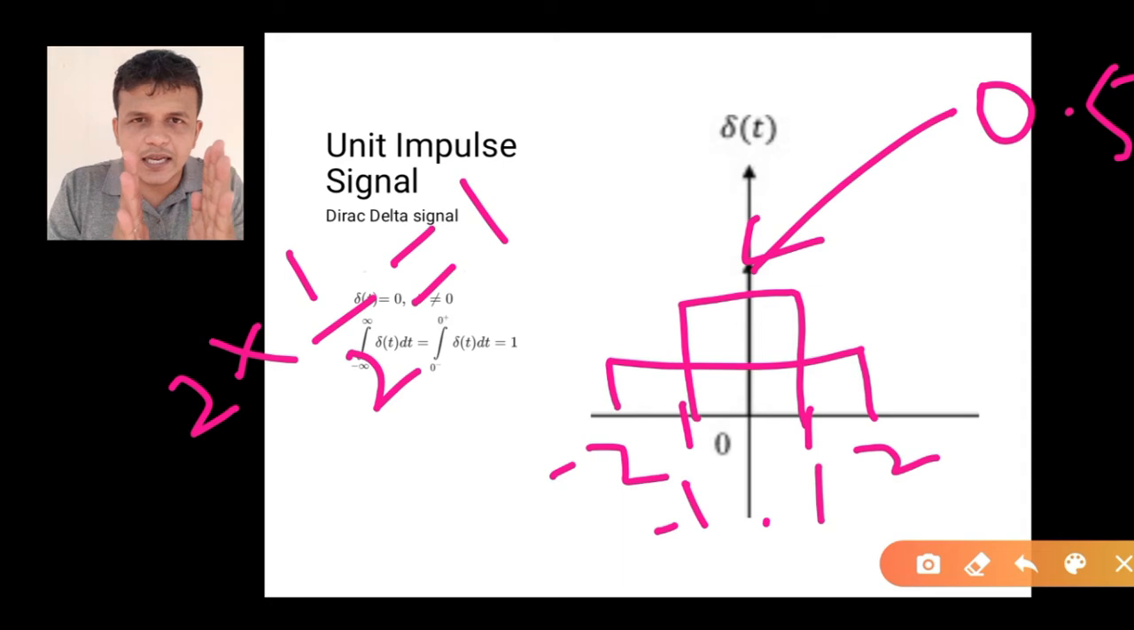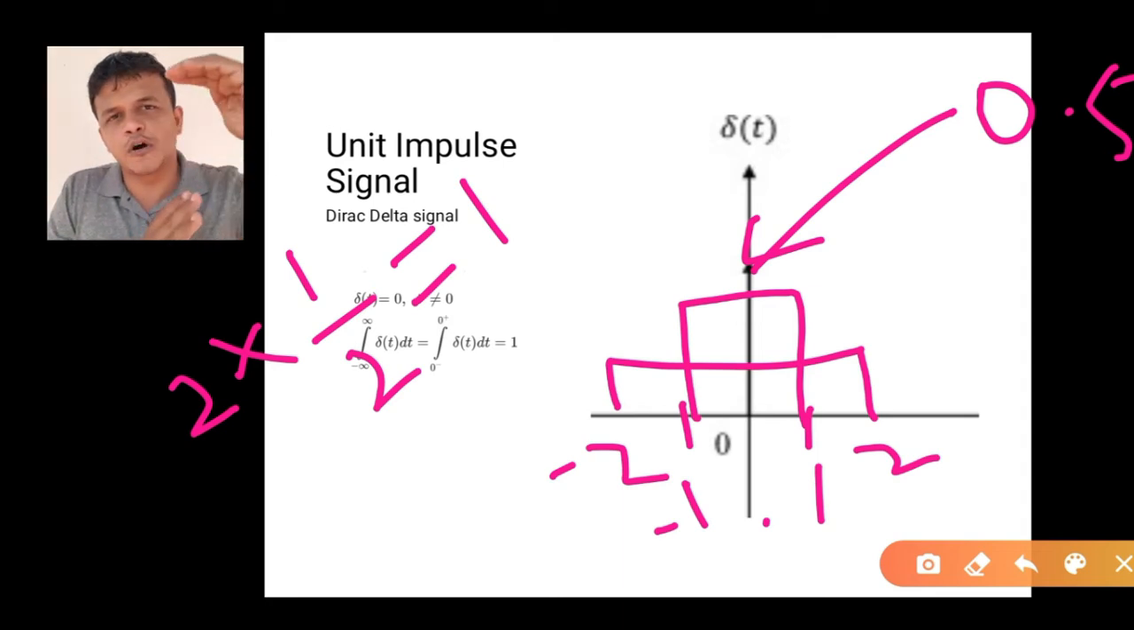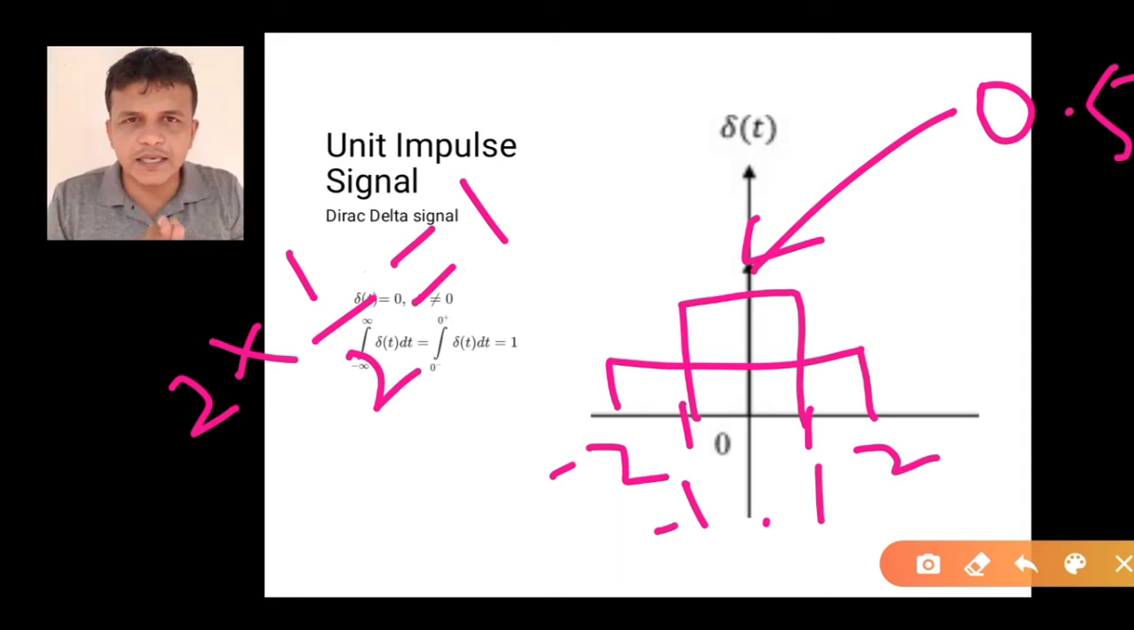So when we shrink the length, what happens to the amplitude? It goes on increasing. And for the impulse signal, there is no signal available other than t equal to 0. Other than t equal to 0, there is no amplitude at all. At t equal to 0, only amplitude is there.